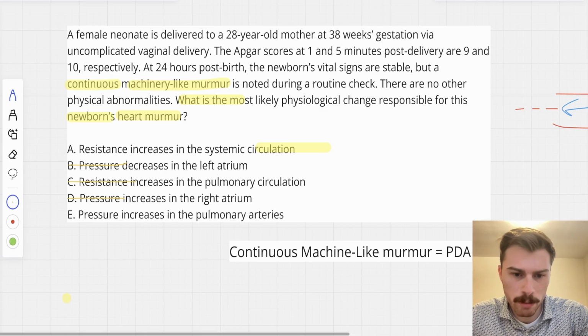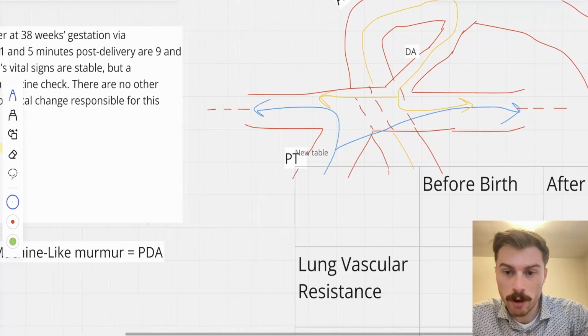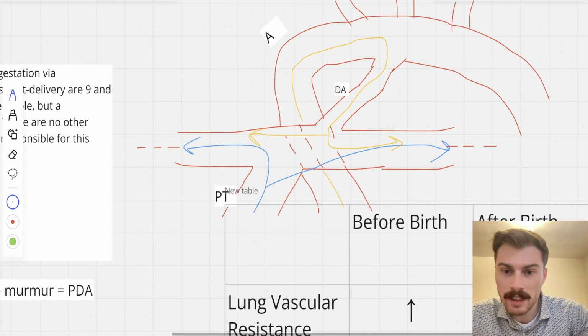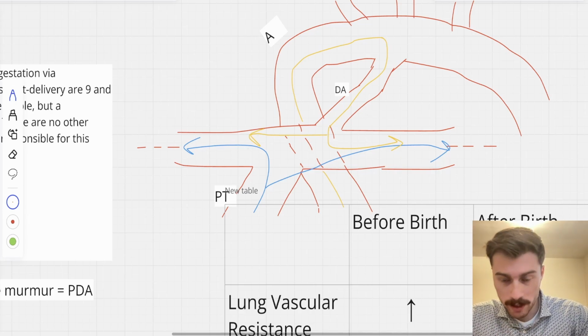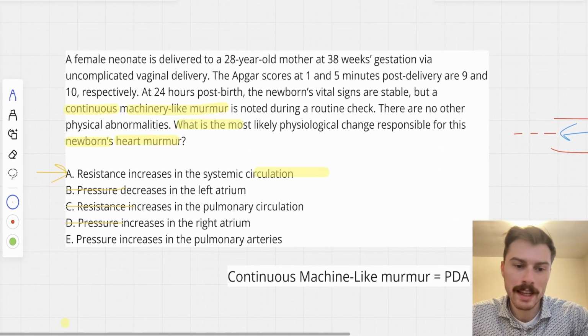Pressure increases in the pulmonary arteries. That is true because now we're having this left to right flow like we said before. So technically, yes, we are going to have more pressure in the pulmonary arteries, but that's not what is causing the murmur. What's causing the murmur is decreased resistance in the lungs, allowing for backflow, and increased resistance in the systemic vasculature, allowing for backflow. And the only one of those we have here would be A. Even though E is correct, it's not explaining why the murmur happens in the first place.